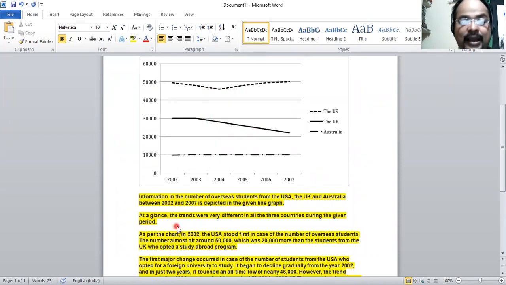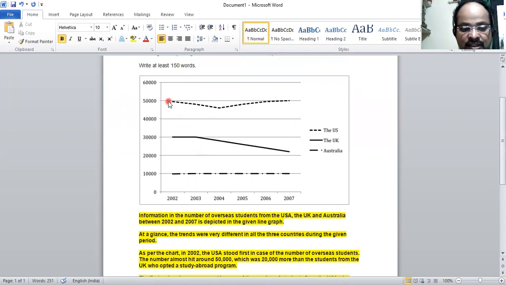As per the chart, in 2002, the USA stood first in the number of overseas students. The number almost hit around 50,000. It didn't hit 50,000, it almost hit 50,000. You can see the phrase we used, almost hit around 50,000. Which was 20,000 more than the students from the UK who opted for a study abroad program. So we have made a comparison, 50,000 minus 30,000, that's 20,000.